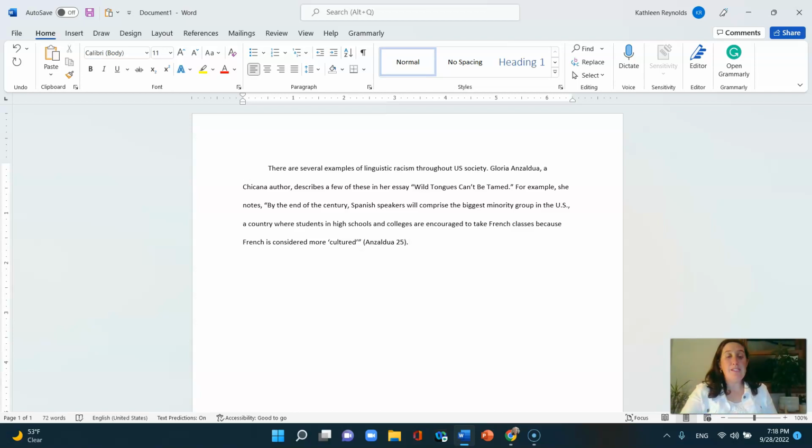Okay, so this is called an in-text citation. I don't need the paragraph number or more information. I simply need the author's last name and the page number. If there is no page number because it's an online article, it's okay to just put the author's last name.